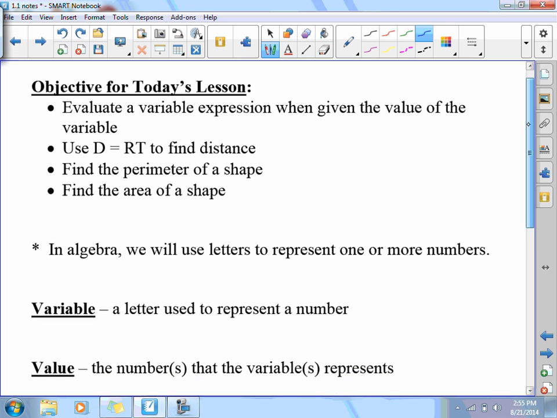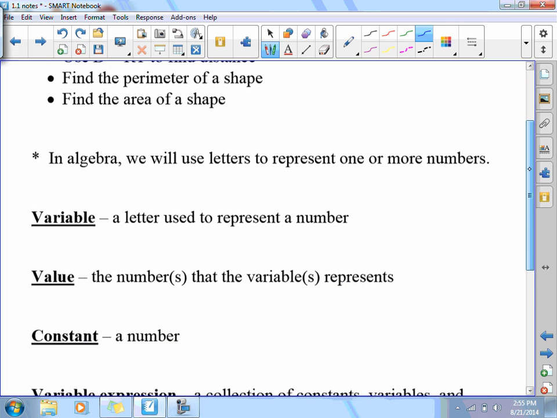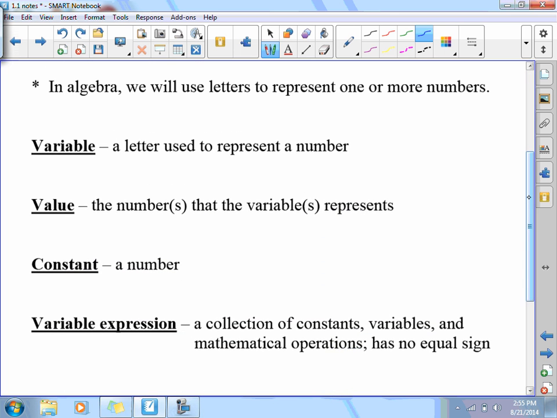Now, in algebra, we use letters to represent numbers a lot. And they can represent one number or more than one number. A variable is a letter that is used to represent a number. So when we're using a letter to represent a number, we call it a variable.